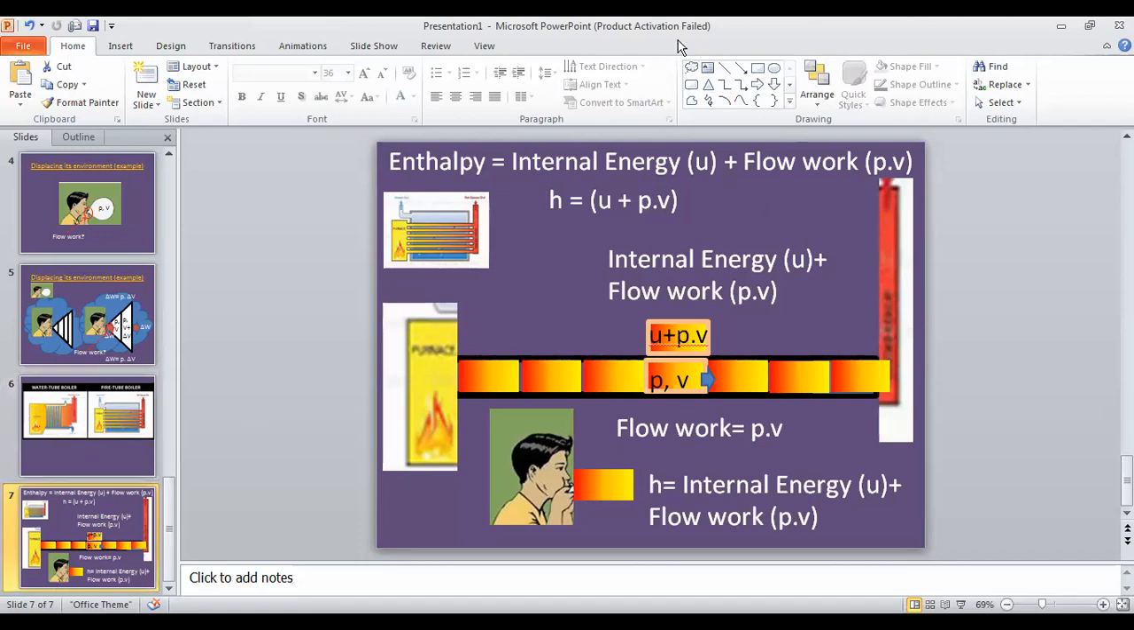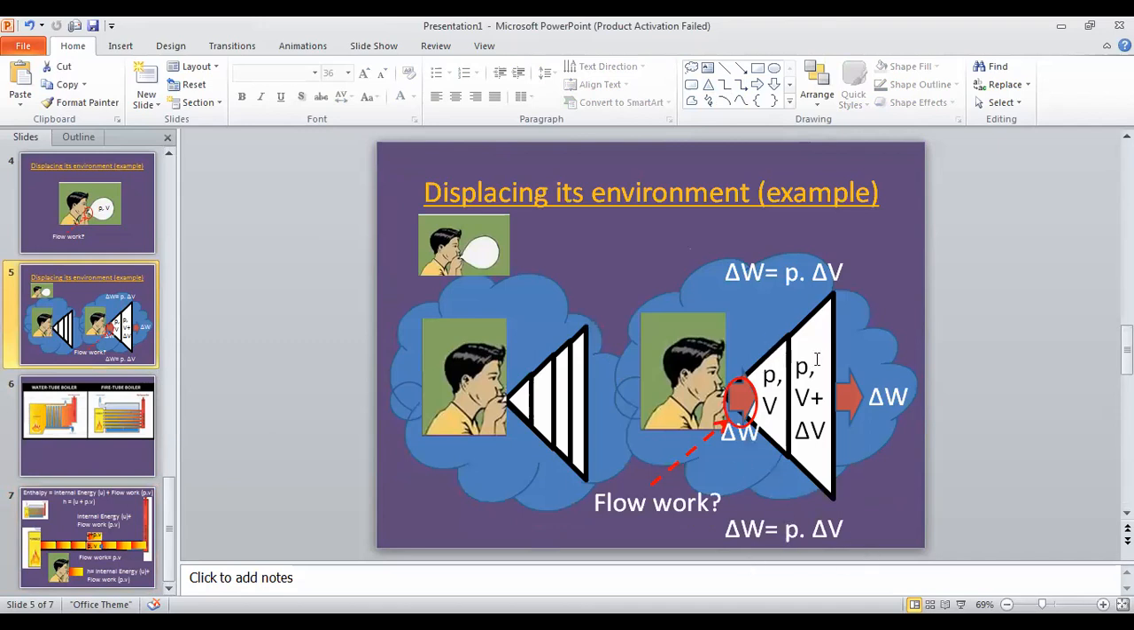Sir, please explain to me. Sorry, U plus P into V, another P into V? U plus P into V. Yes, sir. And other than the P into V, what's the difference? So this P into V is the flow work. I'll explain here. For example, P times delta V, for a very small displacement. Let's say P times delta V here.